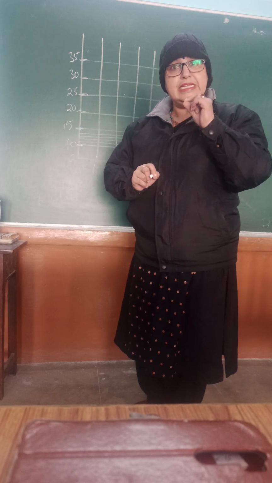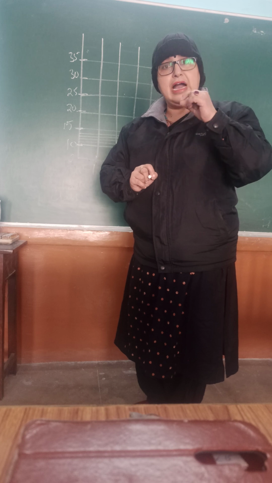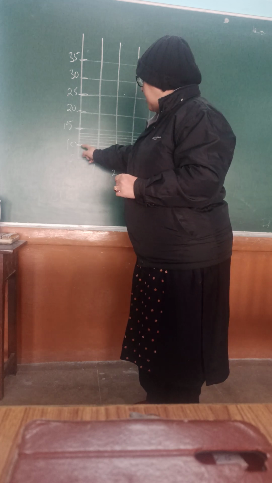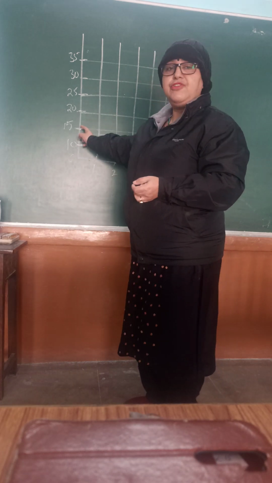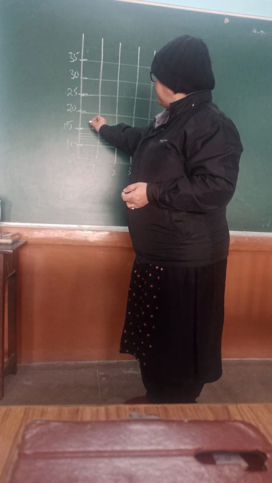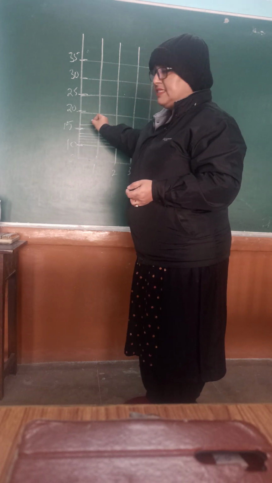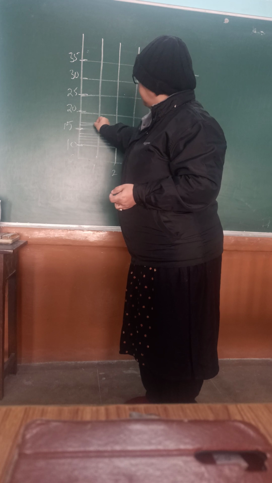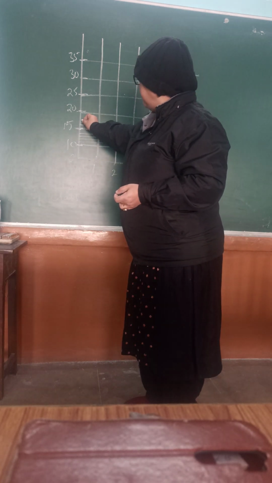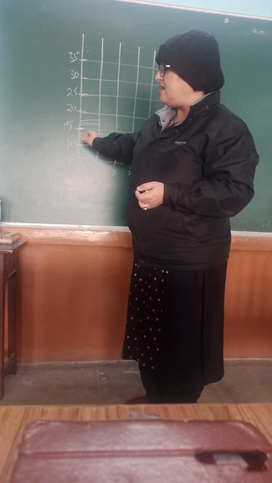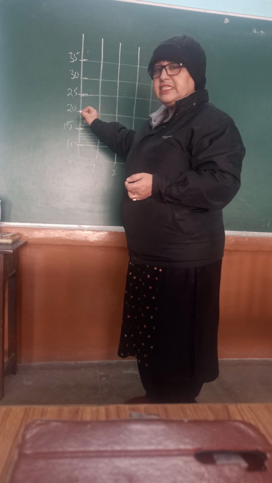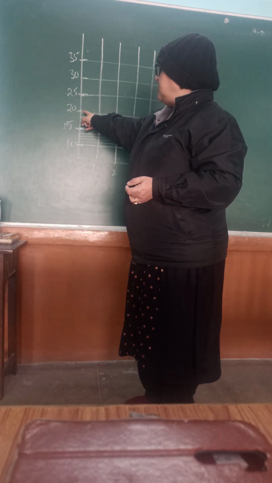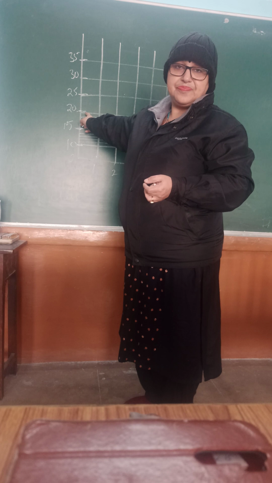Okay, so those thin lines are counted after the number which is marked over here. Let's suppose I have 15 marked over here. So the next line will be 16. After this it will be 17. After this it will be 18. After this it will be 19. And then I get 20 on this line.